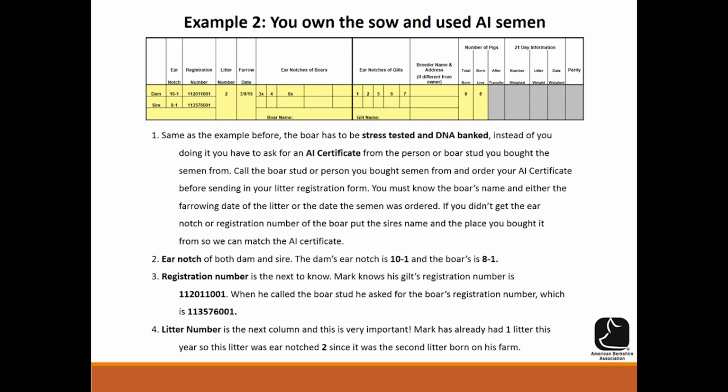Registration number is the next to know. Mark knows his gilt's registration number is 112011001. When he called the boar stud, he asked for the boar's registration number, which is 113576001. Litter number is the next column, and this is very important. Mark has already had 1 litter this year, so this litter was ear notch 2 since it was the second litter born on his farm.